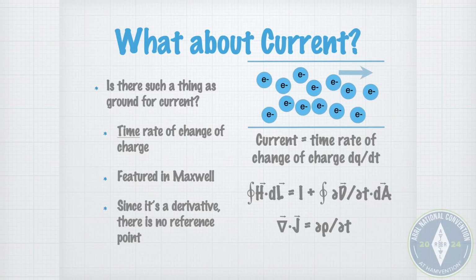So what about current? Is there such a thing as a ground state for current? Well, current is expressed as the time rate of change of charge. It factors into at least two prominent Maxwell's equations, and the charge continuity equation is also there too. But it's actually looking at the time rate of change of things, and so there's no reference. It's like, how far did the charge move from time t0 to time t1? So I haven't found it there yet.